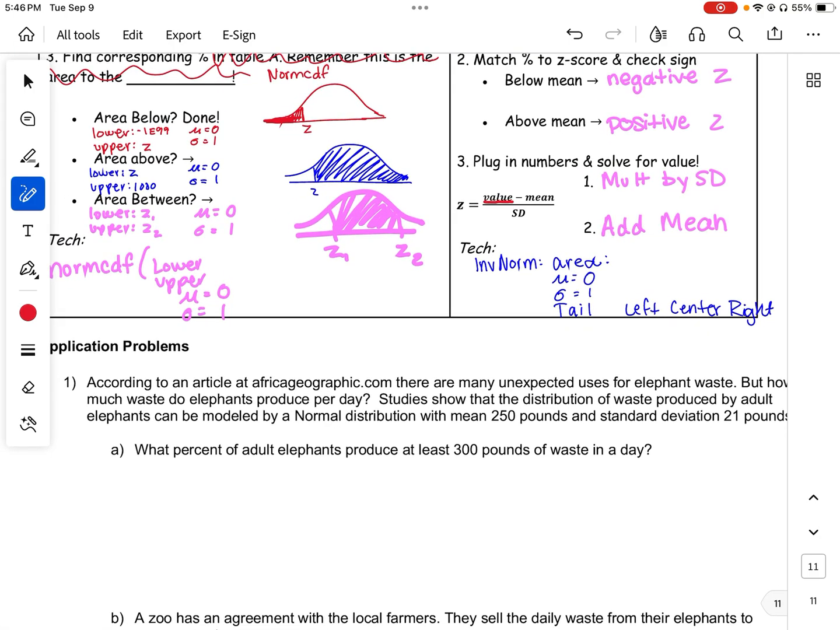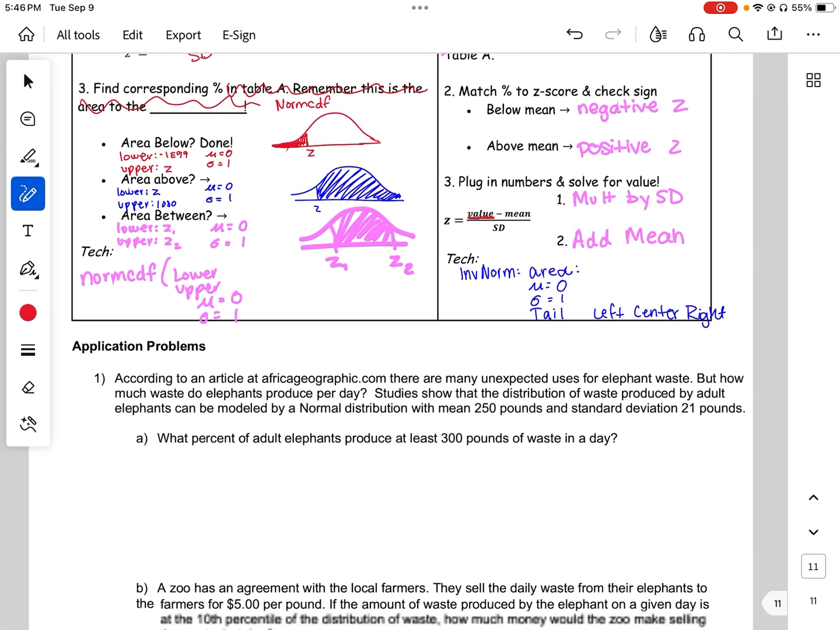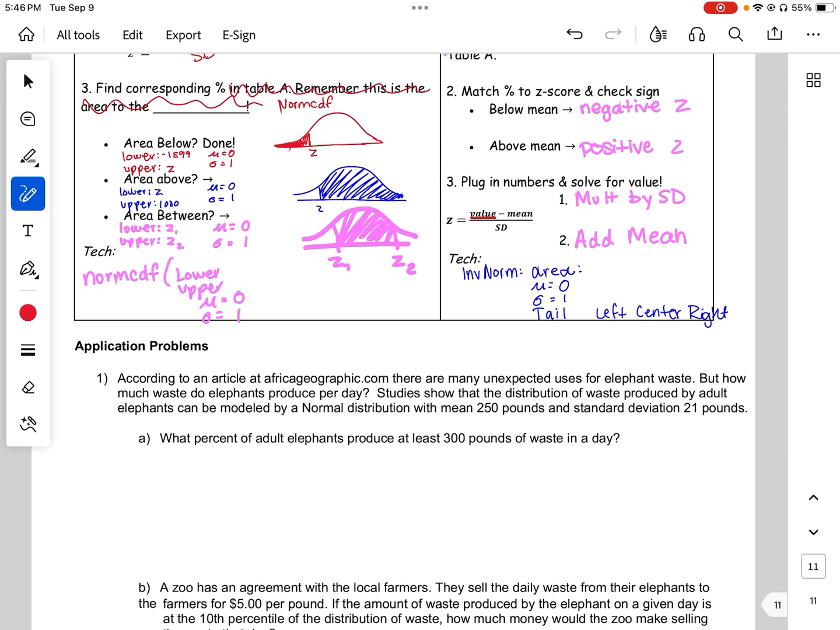According to an article on africageographic.com, there are many unexpected uses for elephant waste. But how much waste do elephants produce per day? Studies show that the distribution of waste produced by elephants is modeled by a normal distribution, a mean of 250, standard deviation of 21. A. What percent of adult elephants produce at least 300 pounds of waste in a day?